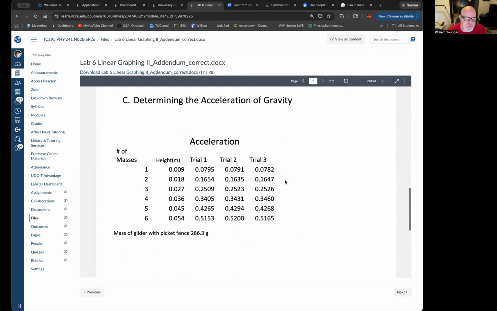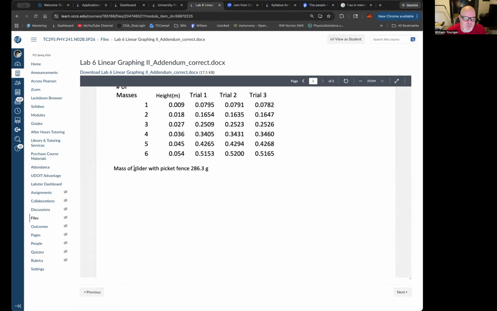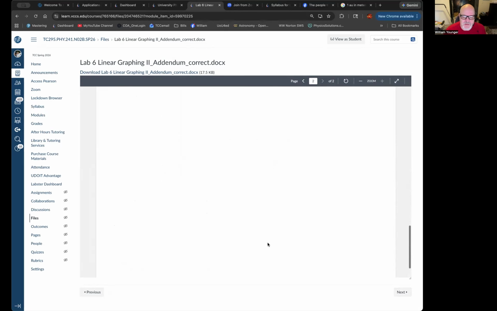And then finally, the acceleration of gravity. Here are all the masses, the number of masses that we actually used. Here's 0.009 as the height, and 0.018, 0.027, 0.036, 0.045, 0.054, which of course just gives us the height in increments, in meters. And here are the trials for each of those. We gave you the total mass of the glider was 286.3. That's the glider plus the little fence that rides on top of it. So you basically have all the data you need. It's all listed in here, and that's pretty much all you need to complete it.